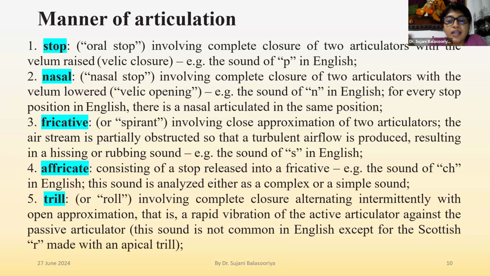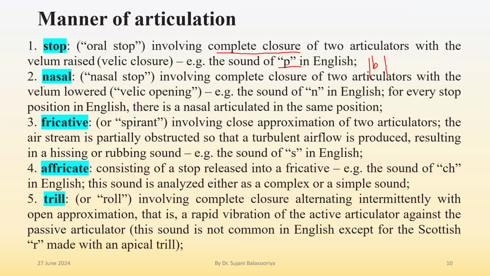The identifying feature of the stop consonant is that the air stream is completely blocked, right? Involving complete closure. The two articulators are fully blocking the air stream, with the velum raised. Velum raising, the soft palate raising, means the air stream cannot enter the nasal cavity, which means the sound is an oral sound, an oral consonant. So you have two examples for this one. Per is one, and the other, Ber. Per and ber.